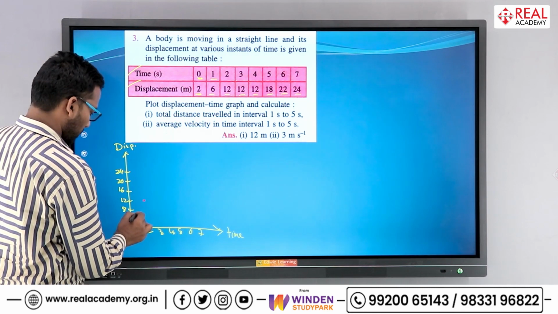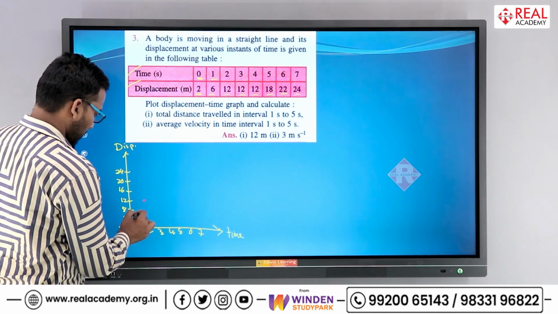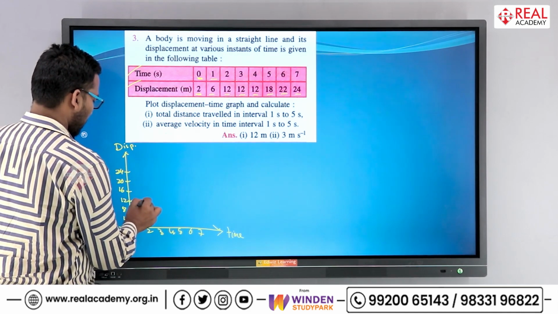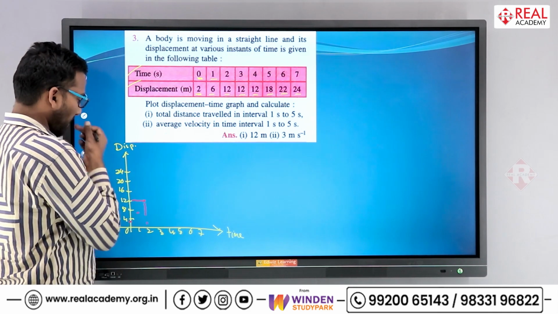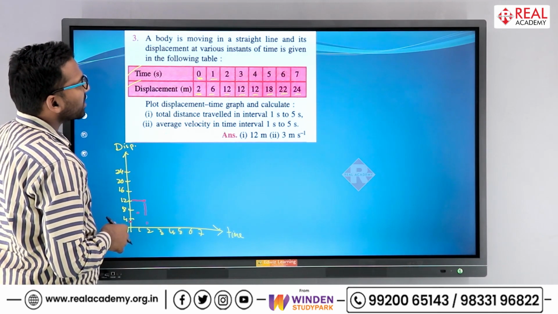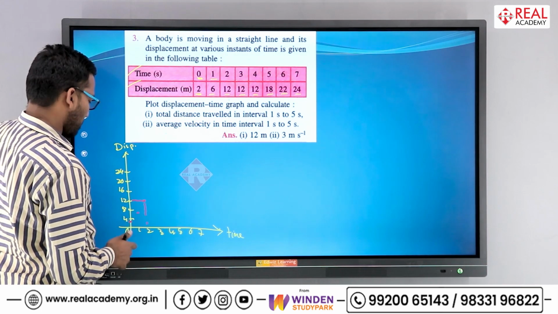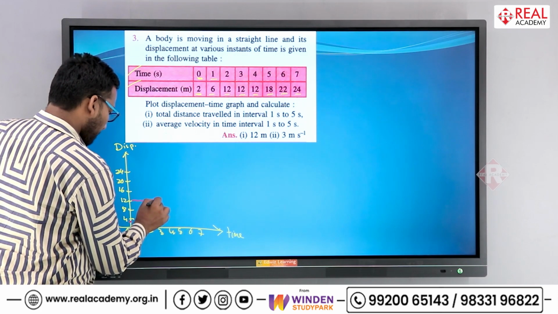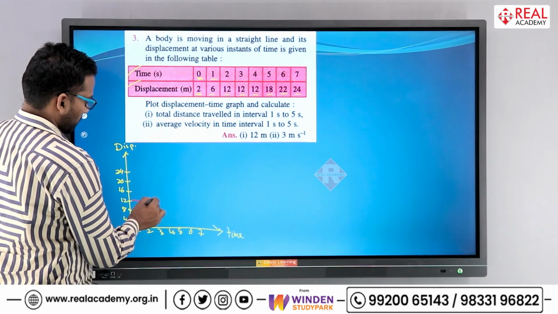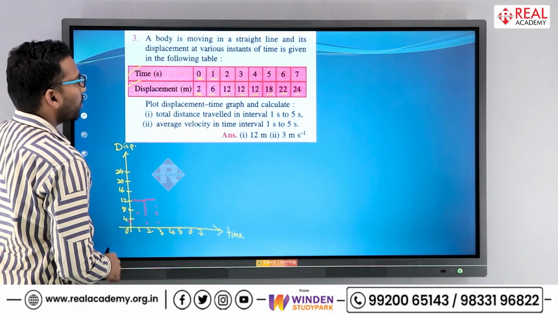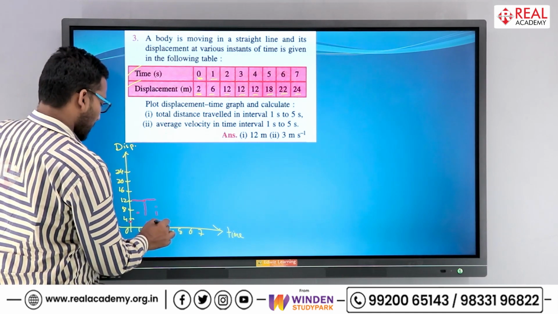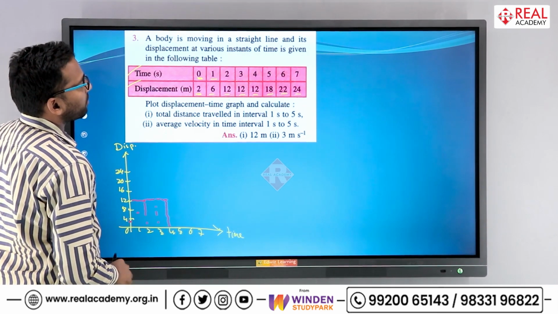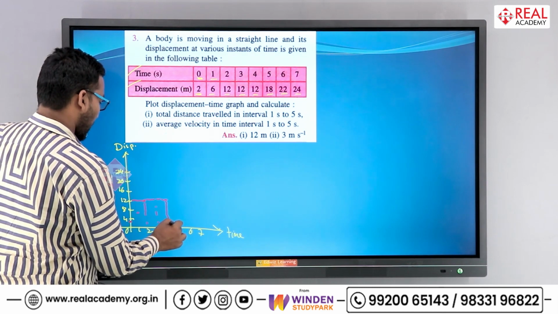For 1 second it was 6 meter, and now for 2 seconds it is coming like this. Okay, now next, for 3 seconds the displacement is 12. Okay, for 4 seconds the displacement is again 12. For 5 seconds the displacement is 22.